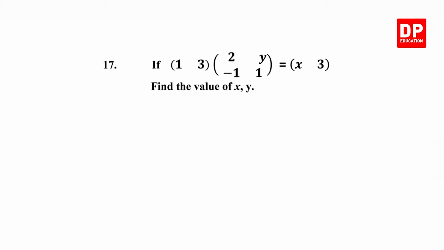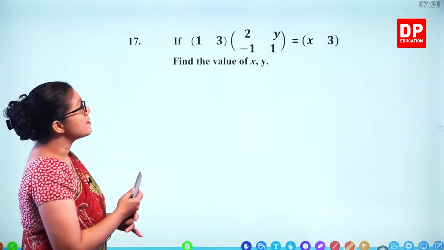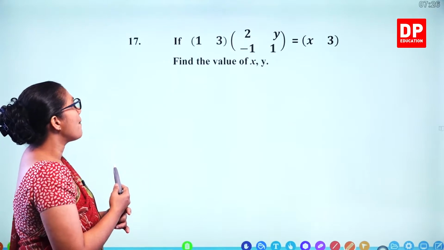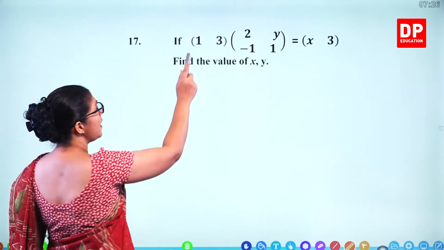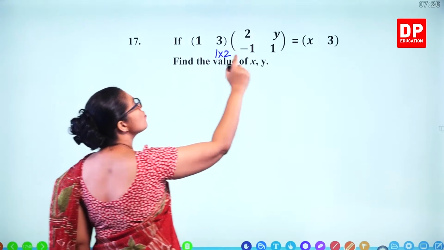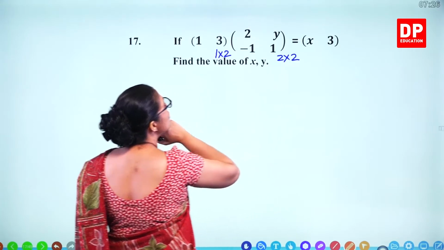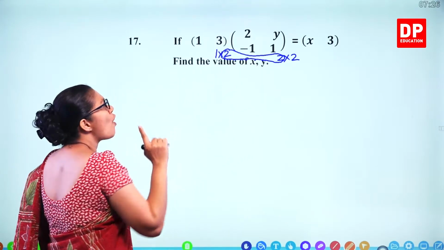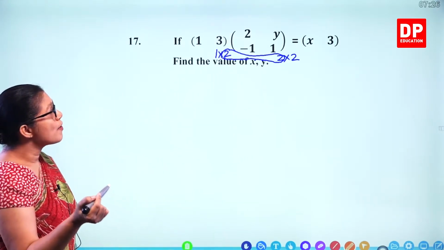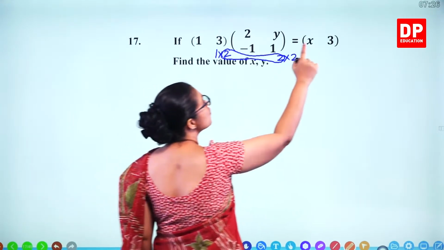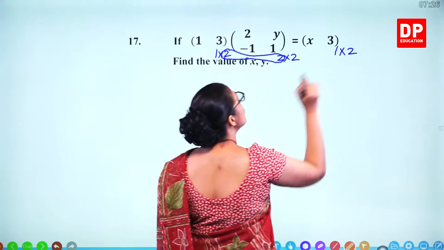Question number 17. If 1 3 times 2y, so these are two matrices multiplication and that's equal to x and 3. Find the value of x and y. So we'll see whether we can multiply. This is 1 row and 2 columns, 1 by 2. This is 2 rows and 2 columns, 2 by 2. We can multiply. Number of columns in the first one is same as number of rows in the second one. So what is the resulting matrix? 1 by 2. 1 row and 2 columns.